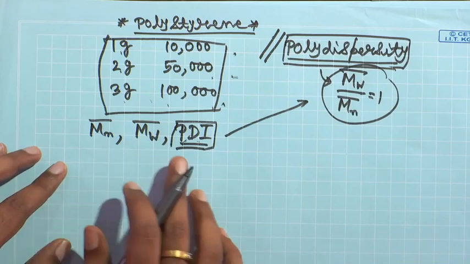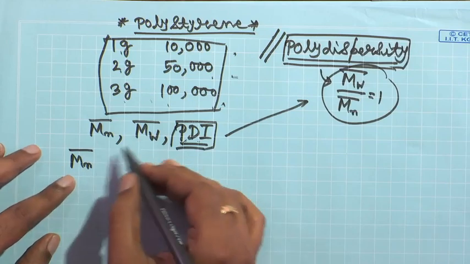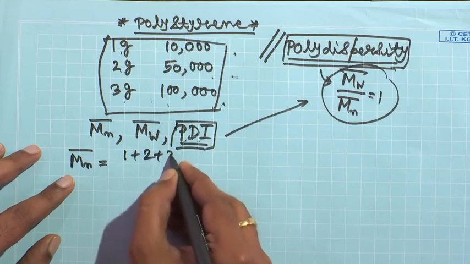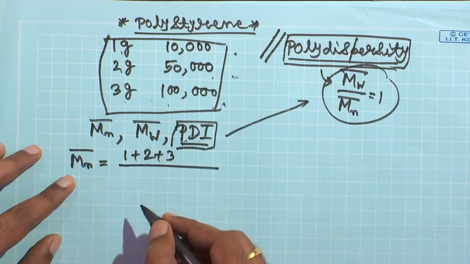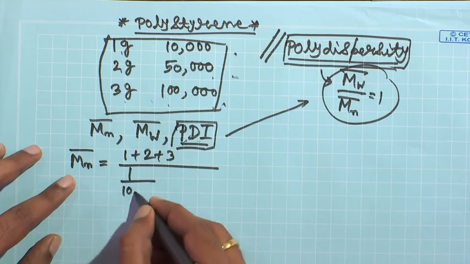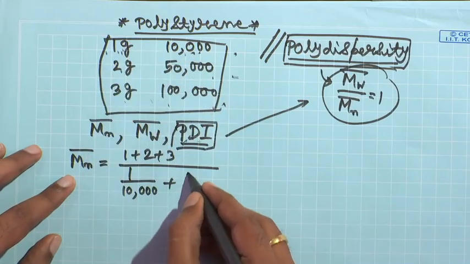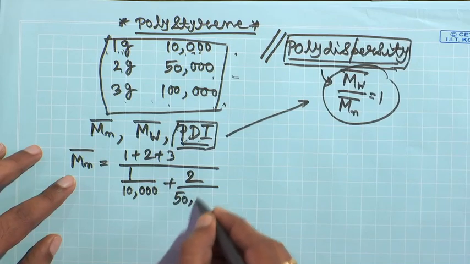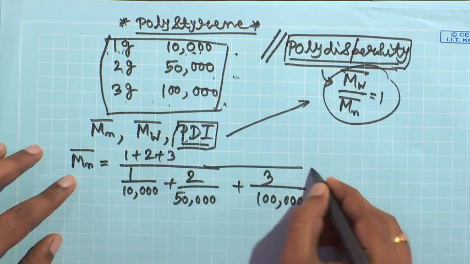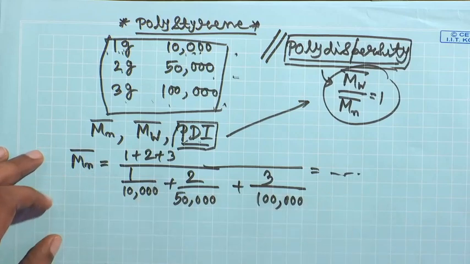Now, Mn and Mw. In order to determine the value of Mn, it is total weight divided by total number of moles. So, total weight is 1 plus 2 plus 3, divided by total number of moles. So, this is 1 gram divided by 10,000, which is the number of moles, plus 2 grams divided by 50,000, plus 3 grams divided by 100,000. I have not actually calculated this value, you can calculate it. This is the value of Mn that you will get.